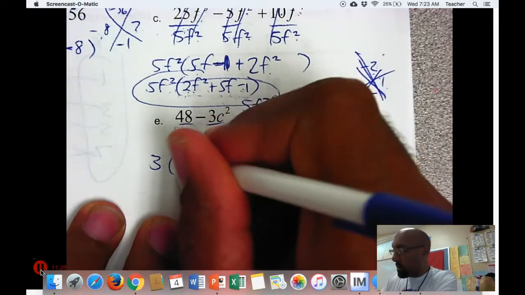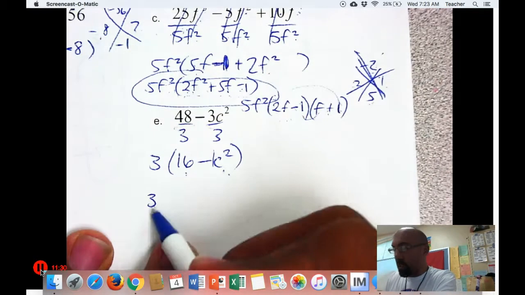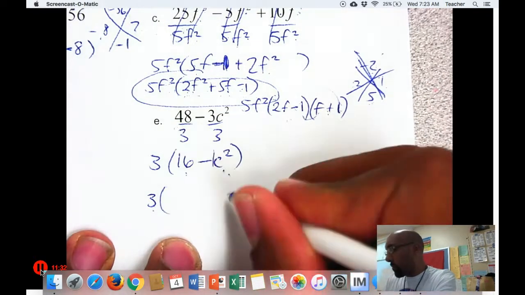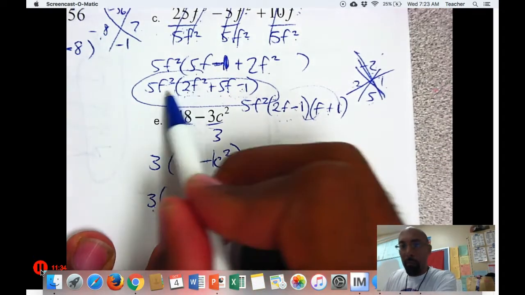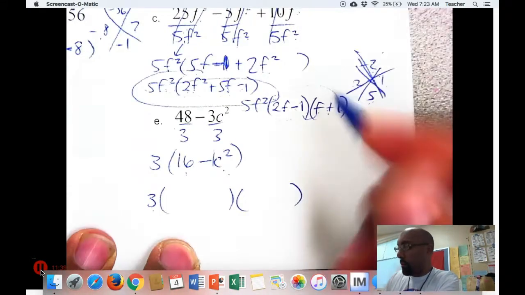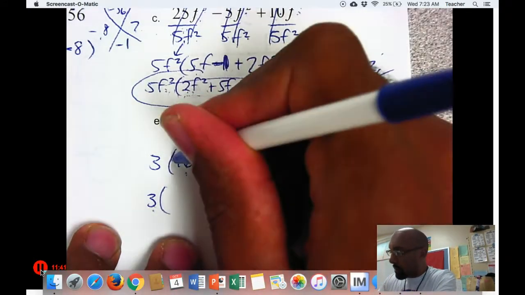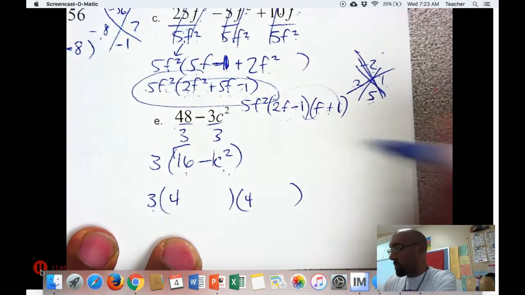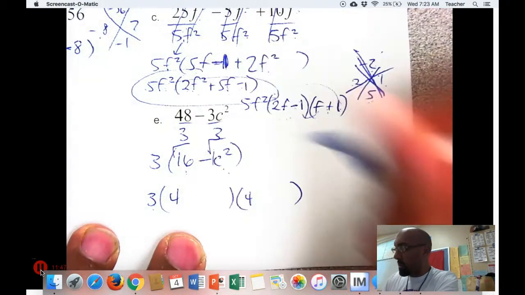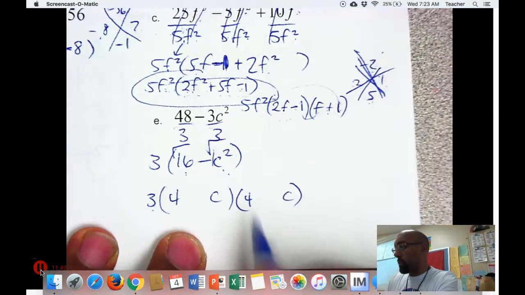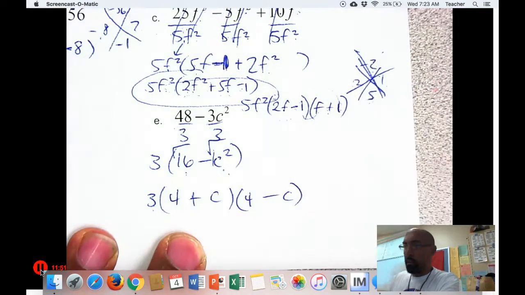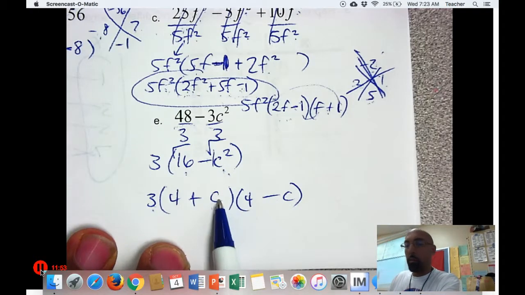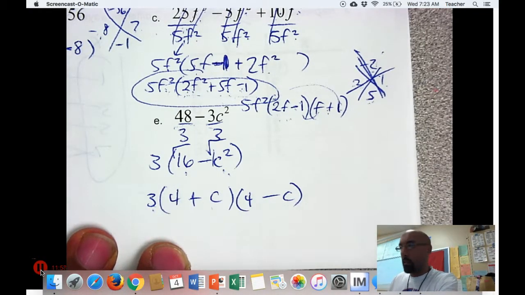First of all, don't forget to leave your GCF out here. Same thing up here. Don't forget the GCF once you take it out. Make sure you put it back down there. It doesn't disappear. So what I'm going to do is take the square root of 16, which is 4. That's the first term. And then the square root of c squared, which is c. That's the second term. And then it's plus and minus. And if you notice, the variable goes second this time because it went second up here. Okay, so that's your second page.